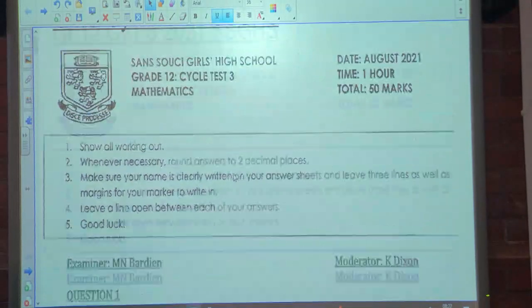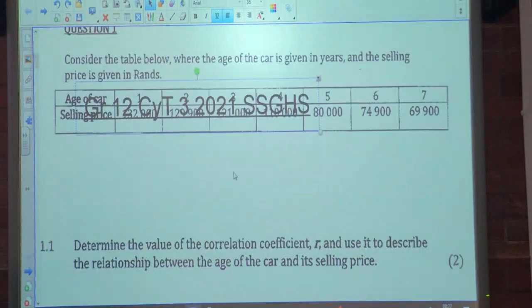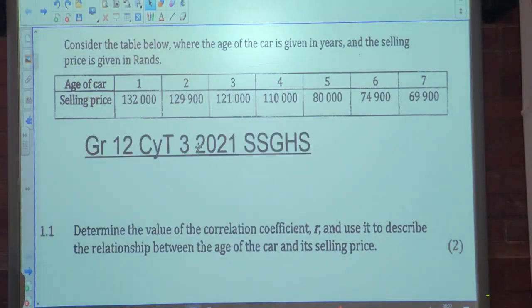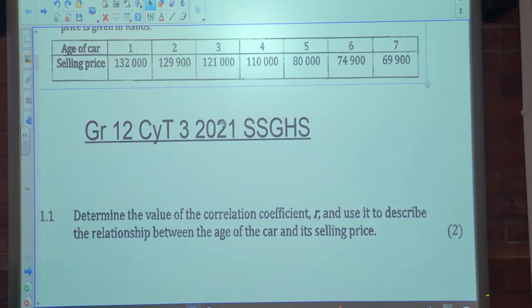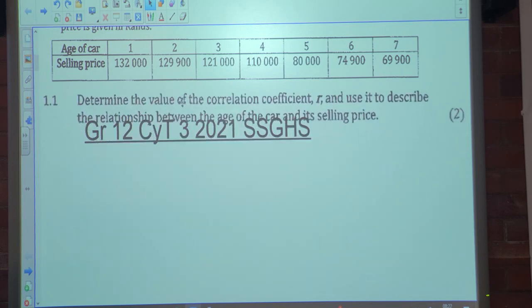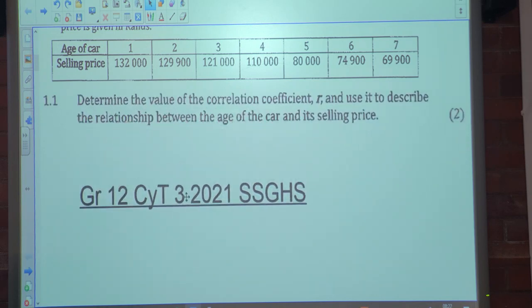Okay, so the paper was 1 hour, 50 marks. We are told to consider the table below where the age of cars is given in years and the selling price is given in rands. The age of the car is 1 year, 2 years and so on, goes to 7, and the price is in question. First question says determine the value of the correlation coefficient R and use it to describe the relationship between the age of the car and the selling price.